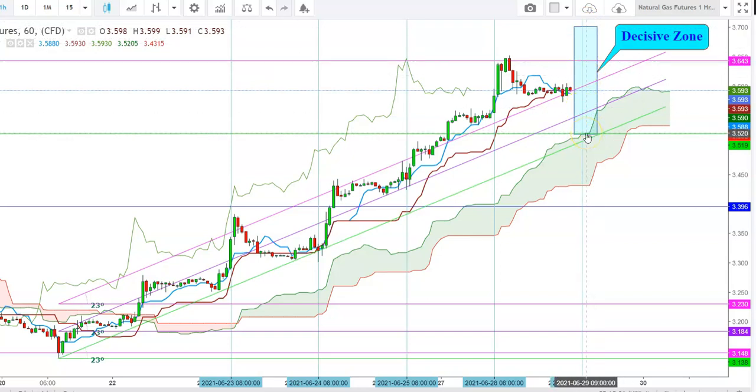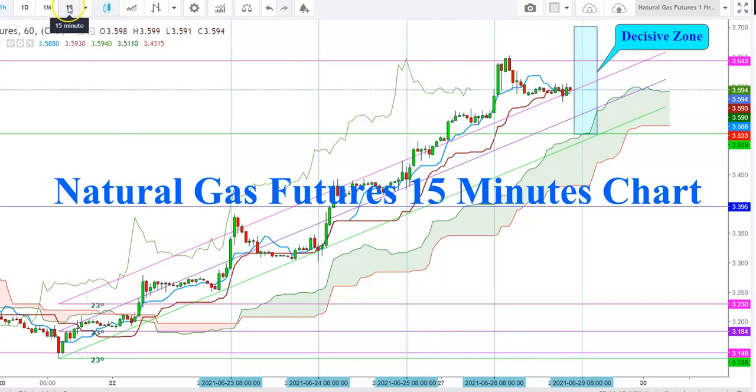Here I find that in a downward move, the natural gas futures could find an immediate support at the levels of $3.520, and the next support will be at the levels of $3.432 at the lower end of the Ichimoku cloud, but a breakout above the upper end of this decisive zone, which is at the levels of $3.7, will see the natural gas futures try to sustain above the levels of $3.7. So friends, now let us check this move in a 15-minute time frame.